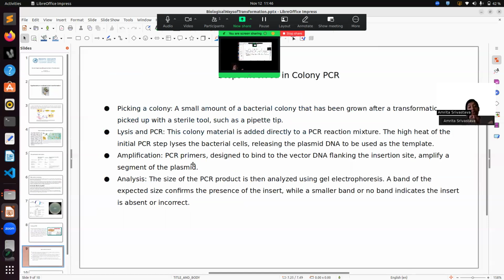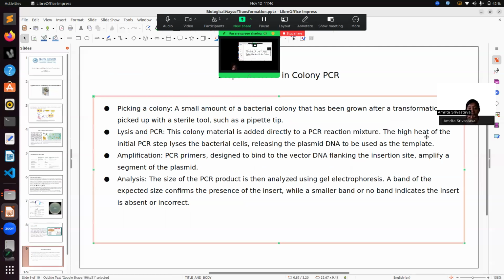The method that is followed is we pick a colony and add it directly into the PCR mixture, and the high heat of the PCR will itself lyse the bacterial cell and release the plasmid DNA to be used as template. So there is no need to lyse before. In other methods, we lyse the bacteria, extract the DNA, and then carry out the PCR. In colony PCR, the heat of the PCR takes care of this. We amplify it, and ultimately we analyze the size of the PCR product by gel electrophoresis. That gives a very good idea about whether it exists or not.